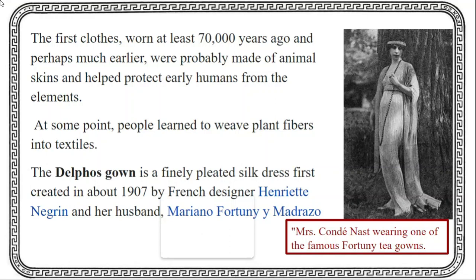See, in the photograph on the right side of the slide, it is the Delphos gown. The Delphos gown is a finely pleated silk dress, and it was first created by French designer Henriette Negrin and her husband Mariano Fortuny y Madrazo. This wife and husband together designed this Delphos gown with pleated silk in the year 1907.